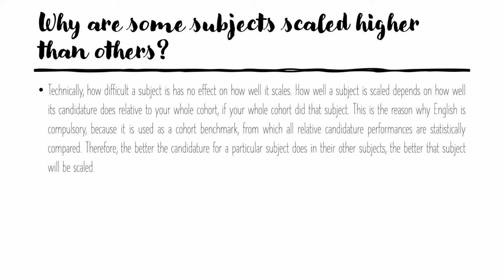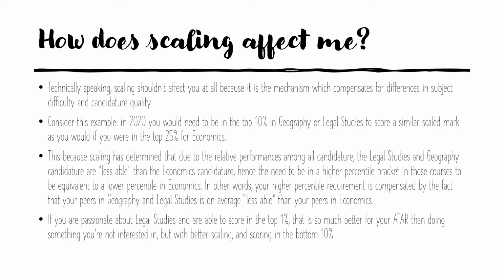How well a subject is scaled depends on how well its candidature does relative to your whole cohort, if your whole cohort did that subject hypothetically. This is the reason why English is compulsory, because it is used as a cohort benchmark from which all relative candidature performances are statistically compared. Therefore, the better the candidature for a particular subject does in their other subjects, the better that subject will be scaled. And the next question that students often ask is, how does scaling affect me?